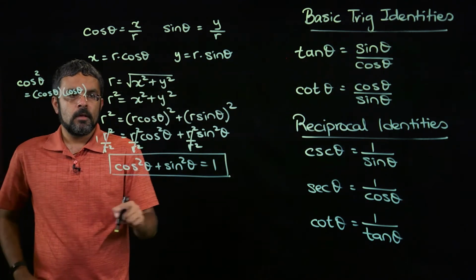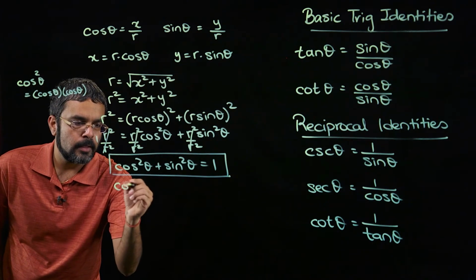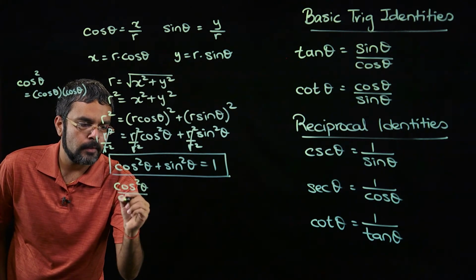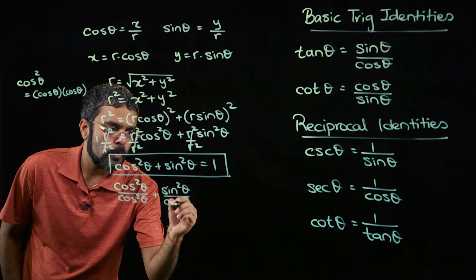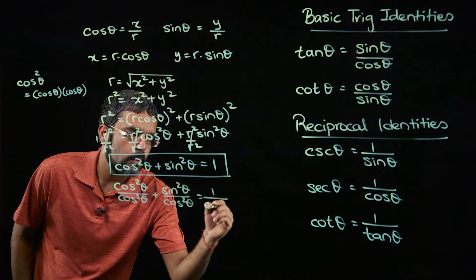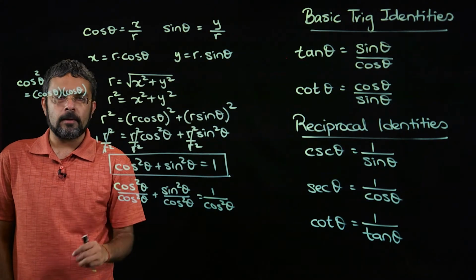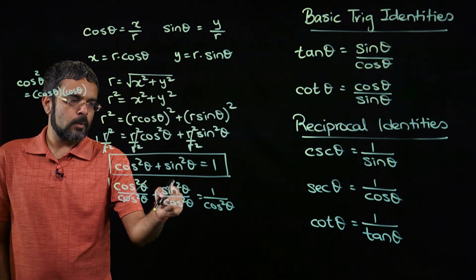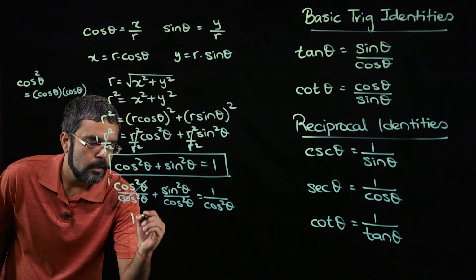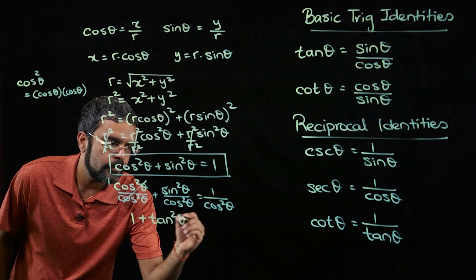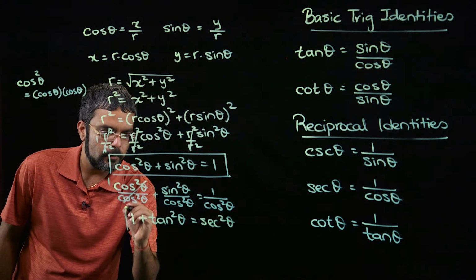All right, now if we divide both of these by cosine squared theta, we're going to get cos squared theta over cos squared theta plus sine squared theta over cos squared theta equals 1 over cos squared theta, right? So all I did here was I divided everything by cosine squared theta. So that becomes 1. What is sine over cosine? This is tangent. But since it's squared, this is going to be tangent squared theta. So I have 1 plus tangent squared theta is going to be equal to secant squared theta. So that is identity number 2.